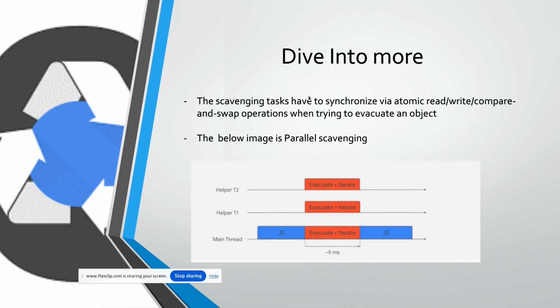So let's dive into more about the scavenger or minor GC. The scavenging tasks have to synchronize via atomic read, write, compare, and swap operations when they try to evacuate. That means when they try to evacuate, they have to do the atomic read, write, compare, and swap operations at the same time. And the image below is parallel scavenging.